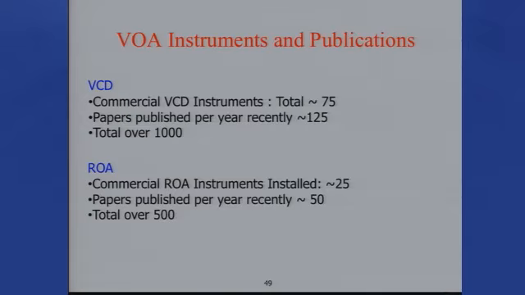For VCD, there are approximately 75 commercial instruments out there all around the world. And on the arena check the other day, something on the order of 125 papers published last year, over 1,000, maybe now it's 1,200 or more total VCD papers published. ROA, between VCD and ROA, there's always a factor of 2. And to buy it, it's a factor of 2 in price. You can guess which way it goes.